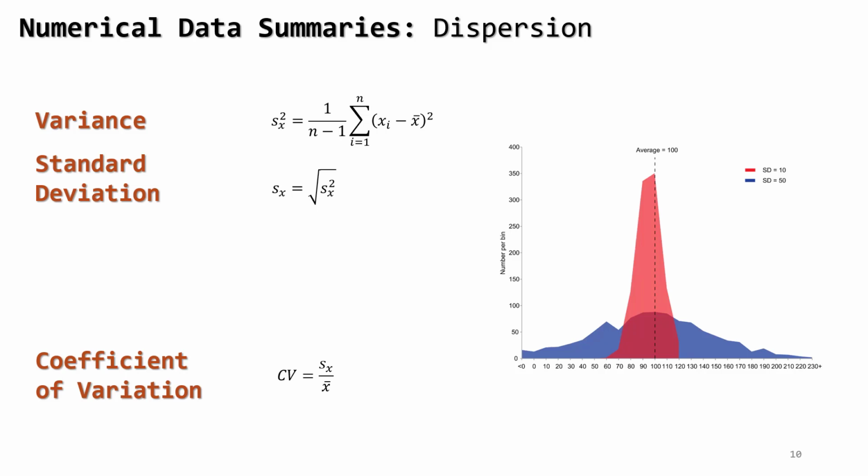The chart on the right shows 2 samples that have a mean of 100, but the red density has a standard deviation of 10, and the blue density has a standard deviation of 50. You can see that larger values of a dispersion measure are associated with a bigger spread of the values in a sample, and less clustering around the mean of the sample.